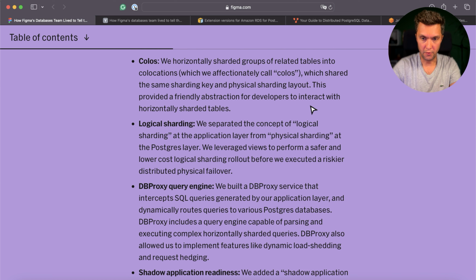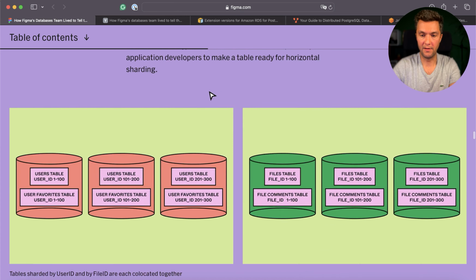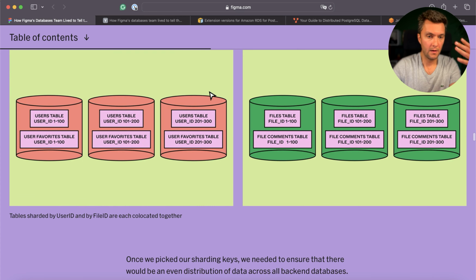For the sharding approach, they introduced the concept of colos, so data collocation. It's when you have some related data stored together. Let's say you have the user table, and the user table is already sharded. And then every user has some data stored in the favorites table. Let's say my record of Figma is stored on this database instance, and all of my favorites are also stored on the same database instance.